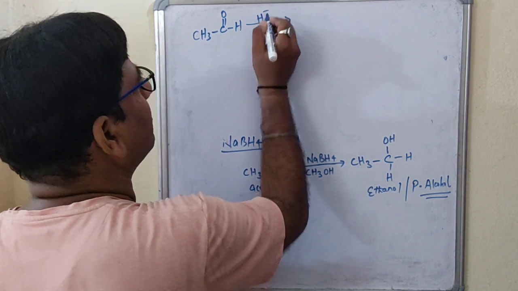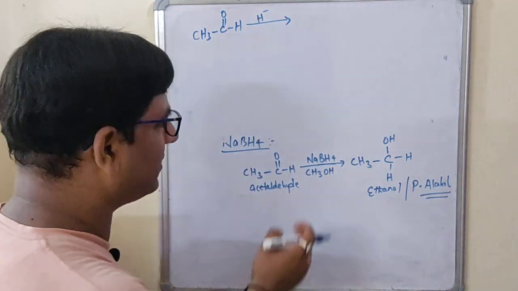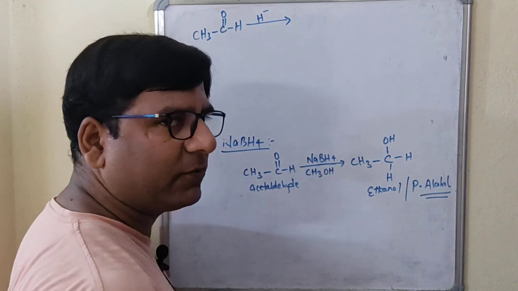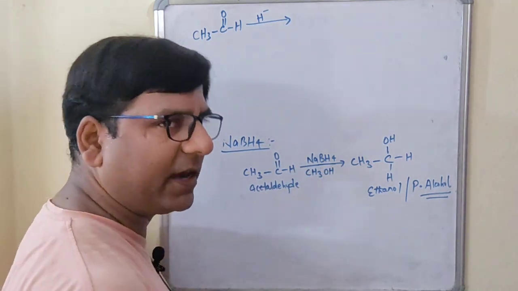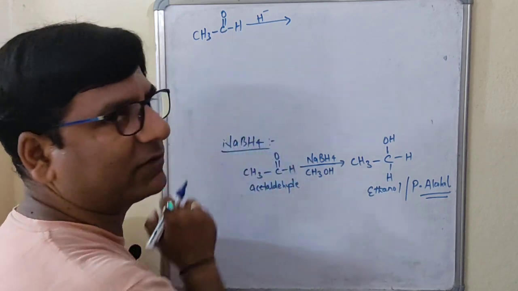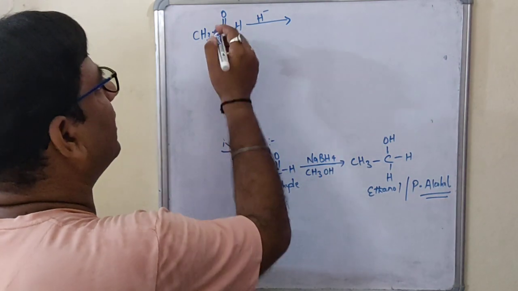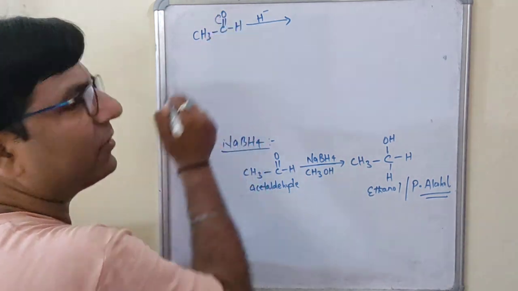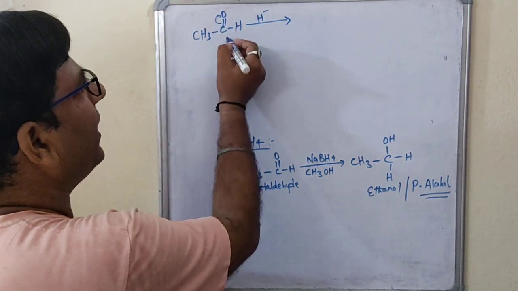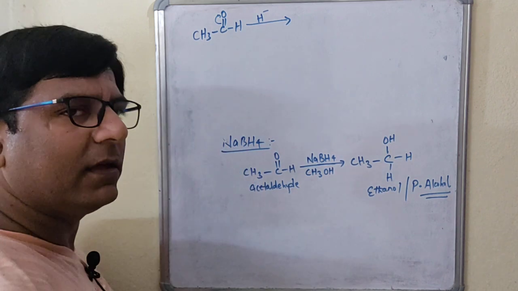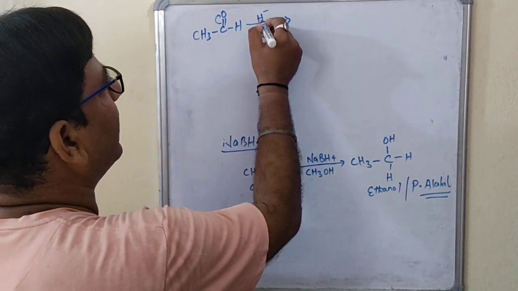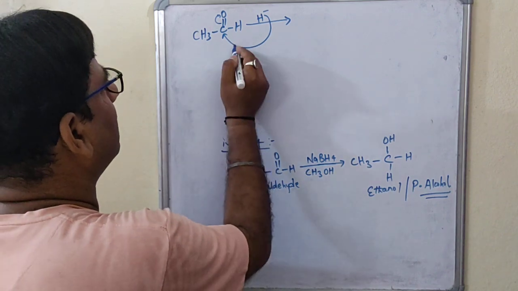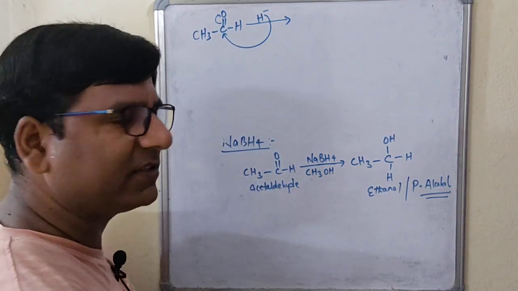We will use the H minus. From where we are getting the H minus? Of course from sodium borohydride, Na plus, BH4 minus. From BH4 minus, one of the hydride ions is going to attack this carbon. Now again there will be a shifting. When you shift this electron, O will get the minus, this carbon will get the plus, and this hydride can easily attack this carbon bearing the positive charge.